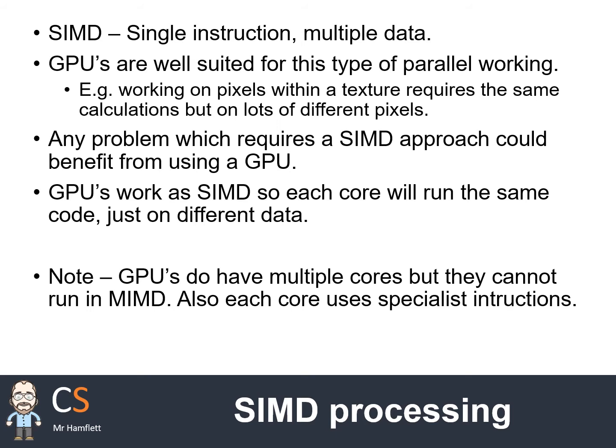So GPUs work on assembly, so every core runs the exact same instruction, but it performs it on a different piece of data. So although they have multiple cores, they cannot run multiple instruction, multiple data. They're not designed for that. Each core uses specialized instructions. So again, this is one of the key differences between GPU and CPU.